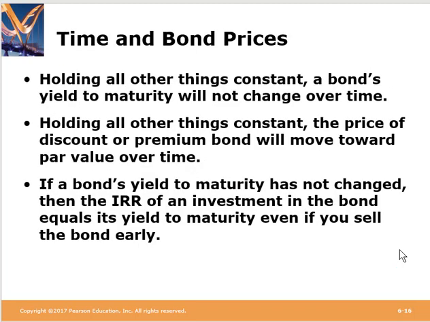So what can we say about time and bond prices? Holding all other things constant, if nothing changes in the world, a bond's yield to maturity will not change over time. Holding all other things constant, the price of a discount or a premium bond will naturally move towards the par value over time.